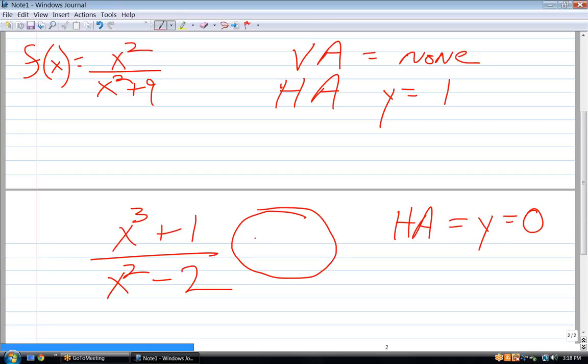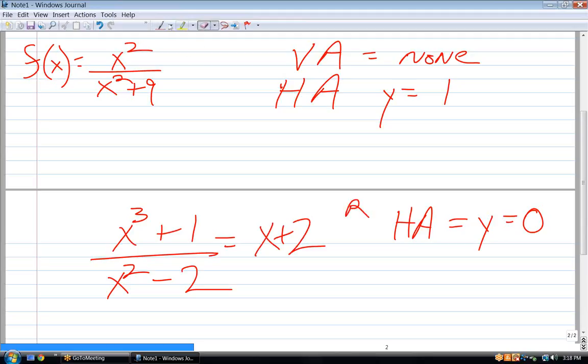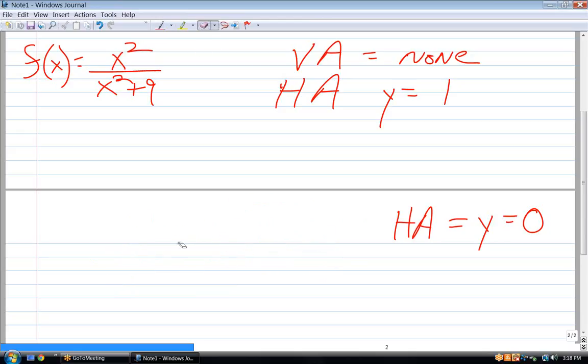And it turns out to be linear. It's going to be a straight line, as long as the power of the numerator is 1 greater than the power of the denominator. In other words, that division is going to result in some linear function like x plus 2 with some remainder. Okay? And the x plus 2 is the equation of the oblique asymptote. So, I don't know if you've talked about oblique asymptotes or not in class. But that's the 3 different methods of figuring out horizontal asymptote.